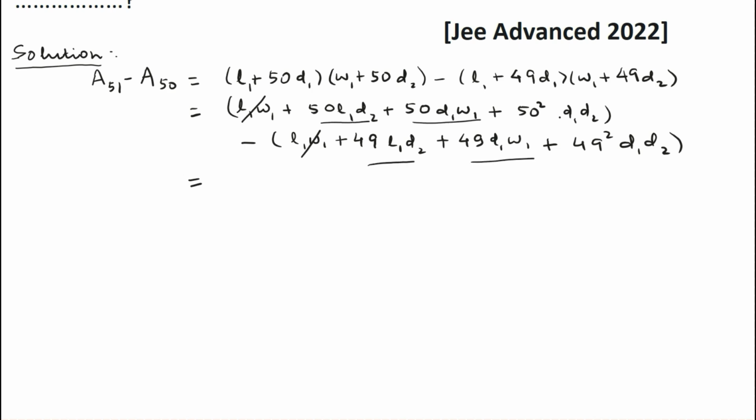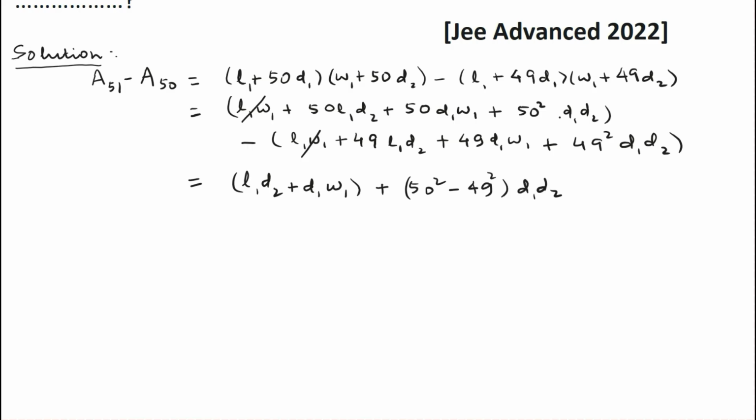And these terms also get subtracted so that you get finally L1 D2 plus D1 W1. That is all that is left after taking the difference. And then we have 50 square minus 49 square times D1 D2. Now we know the value of D1 D2, we'll put it here. Now L1 D2 plus D1 W1 is unknown. Let us keep it like that.